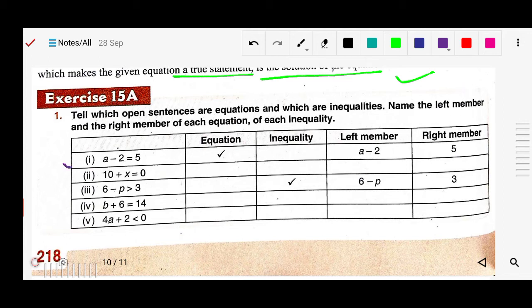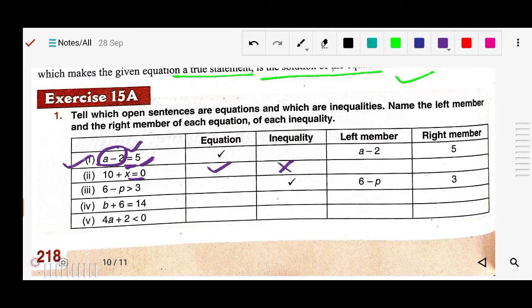Like this one is solved already. Equation: yes, because it is separated by the equal sign. Here you can see this is the equation. Inequality will be no. Left member: a minus 2, and right is 5. Now next you can see 10 plus x equals 10. So this is again an equation, because there is an equal sign, so here you can tick it. Inequality no.